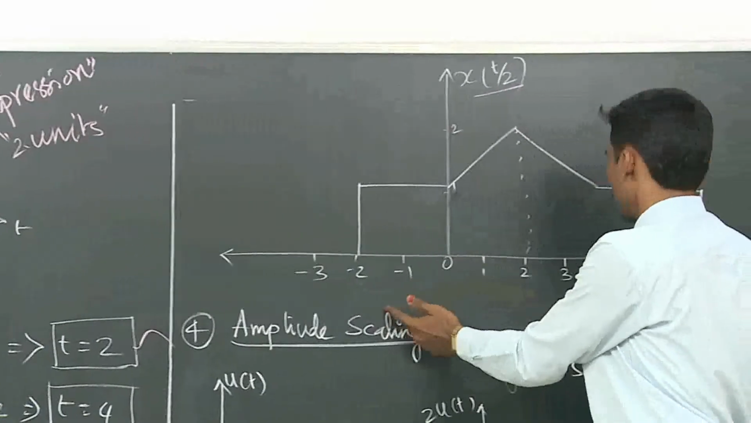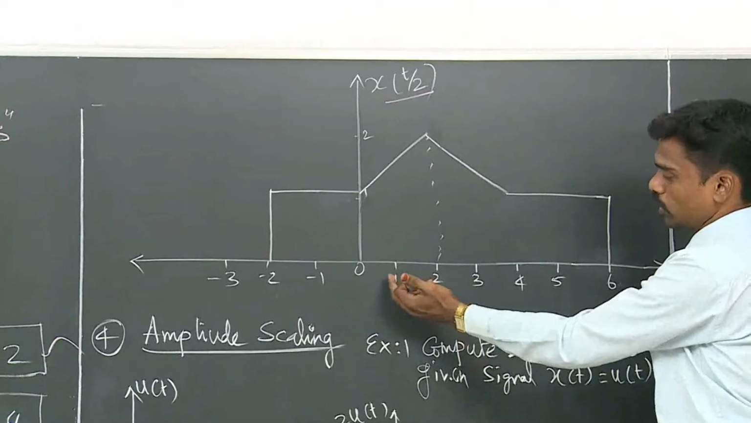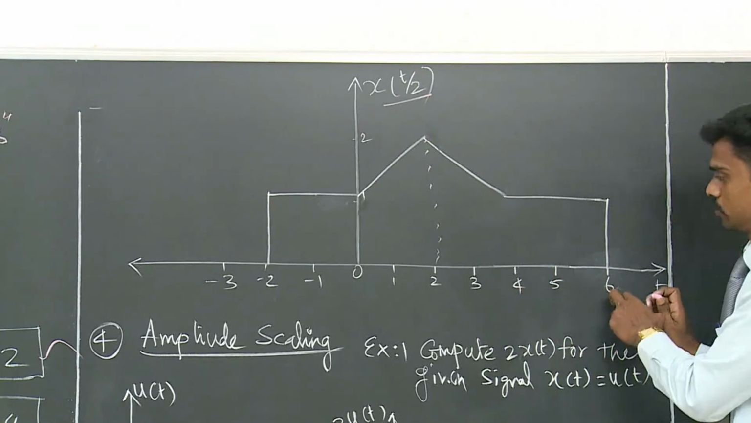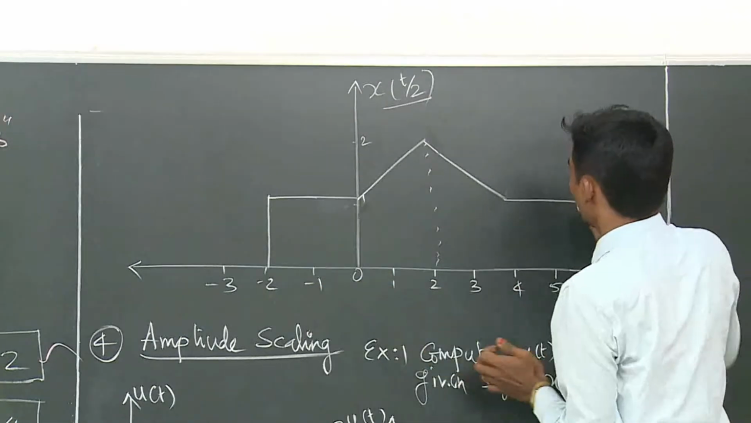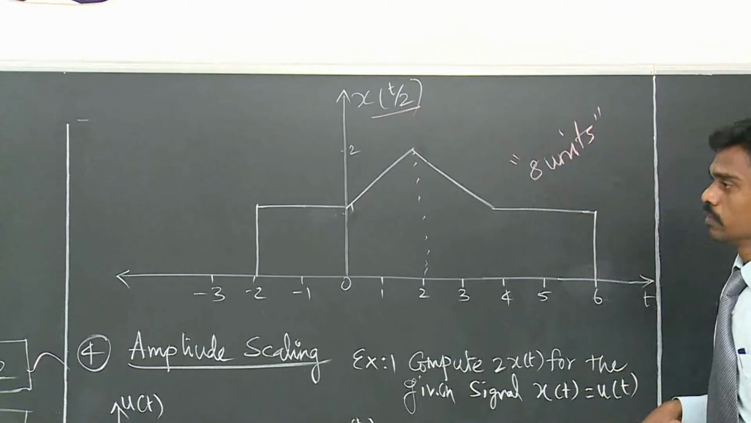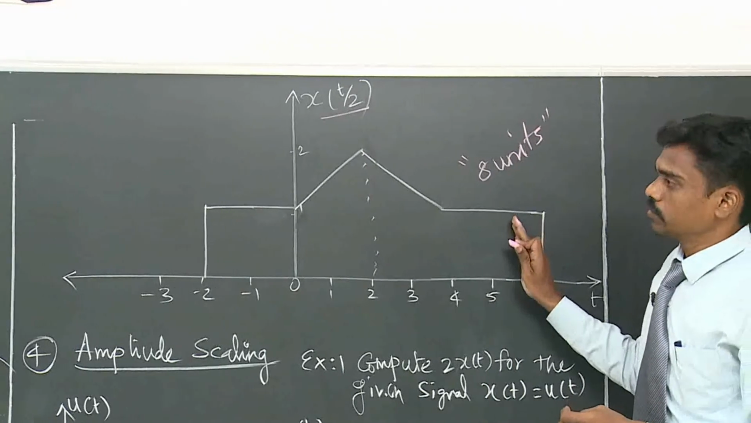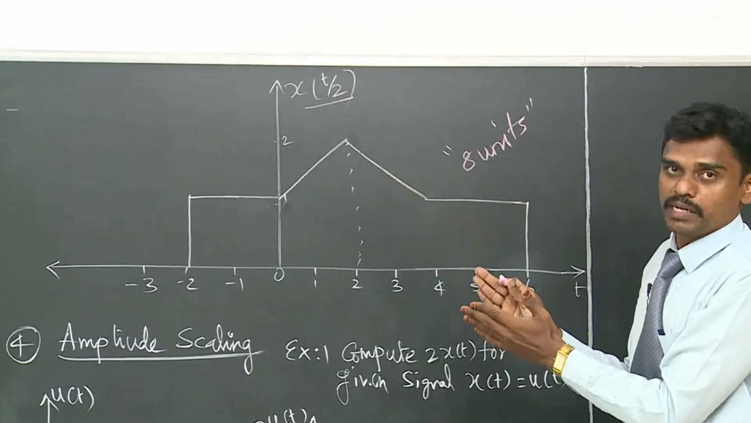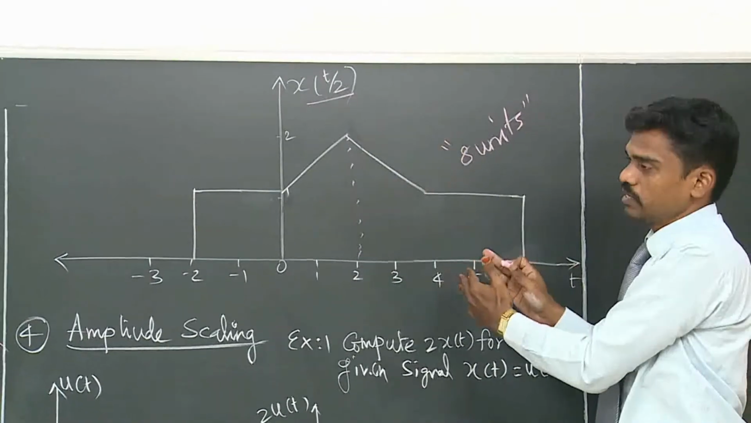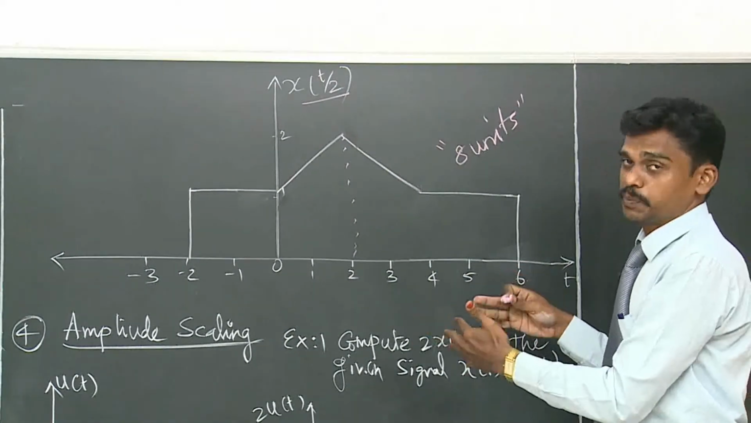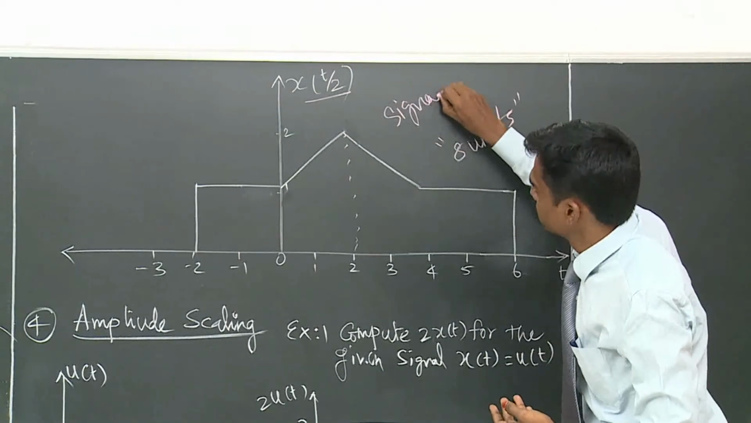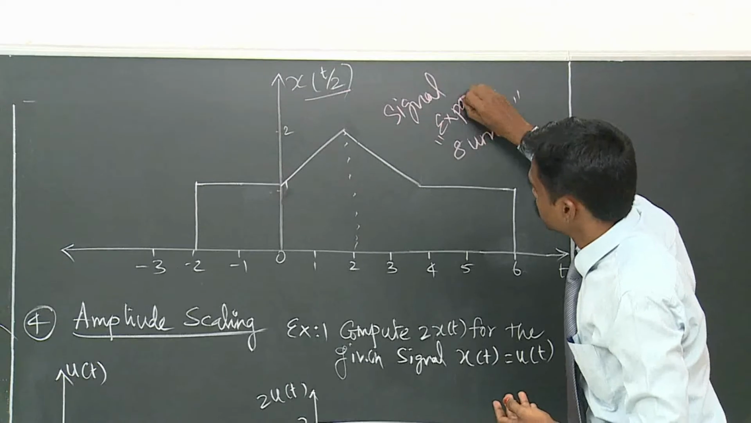So here I want to calculate the time duration. What is the duration on the positive side? 1, 2, 3, 4, 5, 6, and here 6, 1, 2. So totally 8 units. So here the signal is expanded, so the operation is inverse. This operation is called signal expansion.